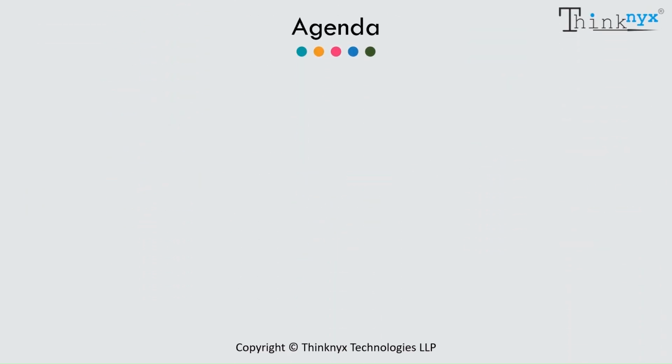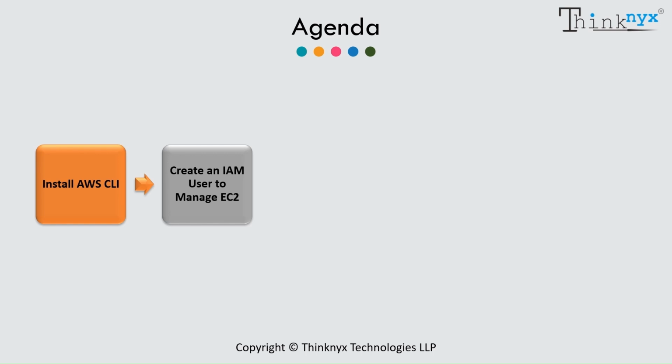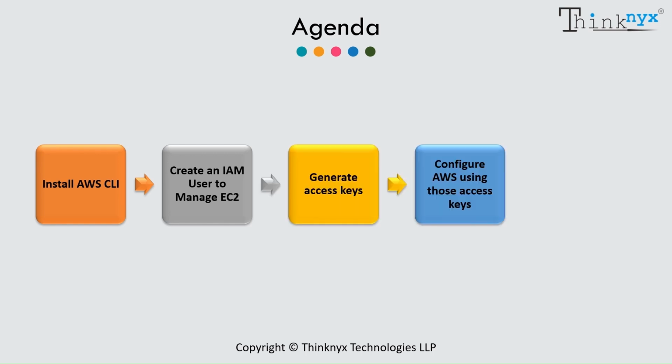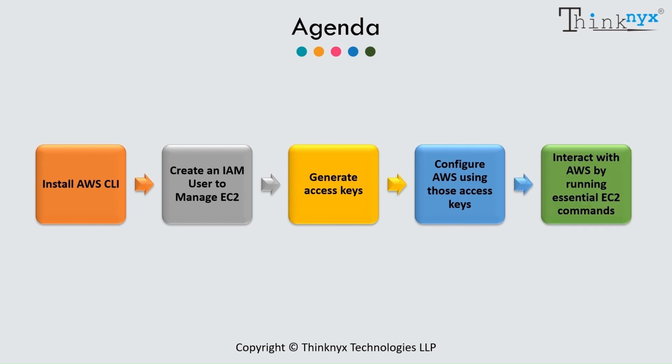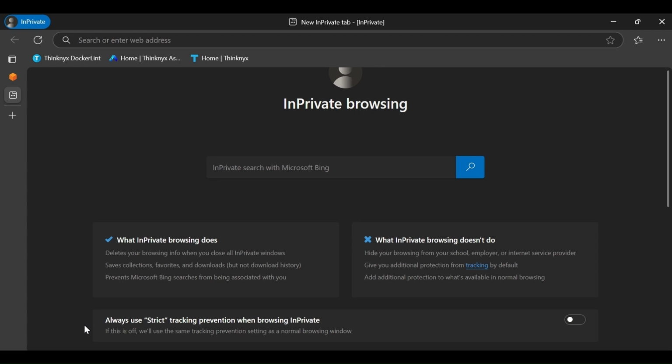In this video, we will demonstrate how to install AWS CLI, create an IAM user to manage EC2, generate access key, configure AWS using those keys, and interact with AWS by running essential EC2 commands. Let's kick off this demo by installing the AWS CLI.